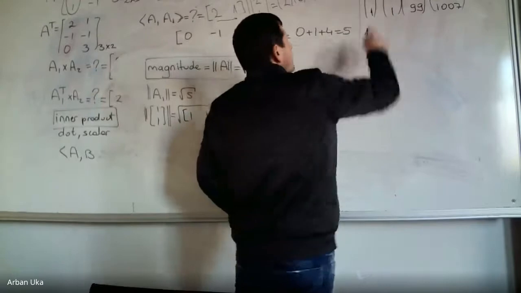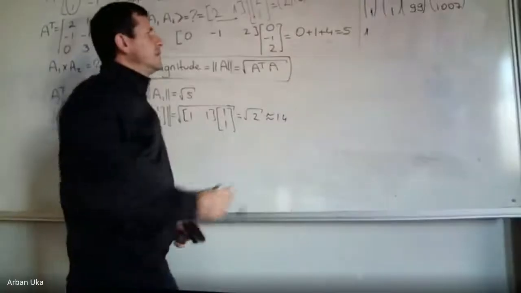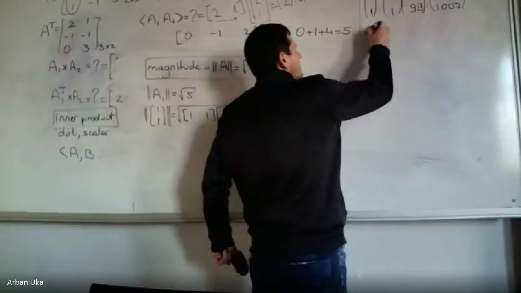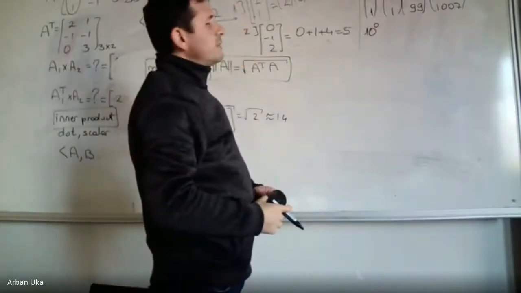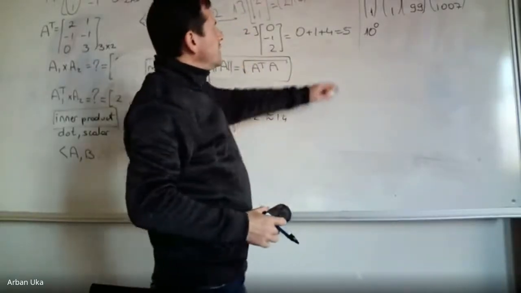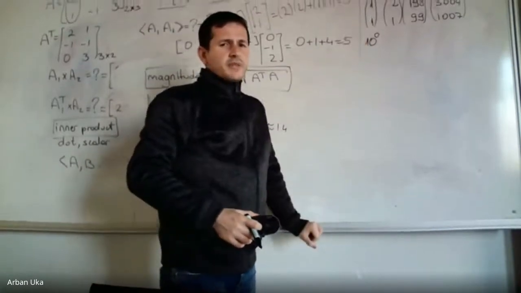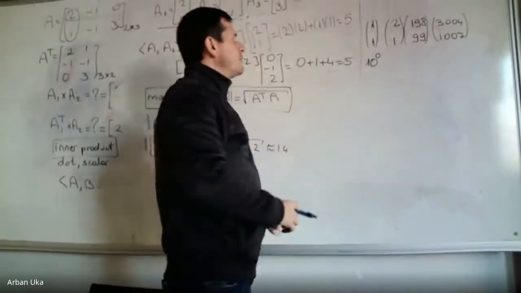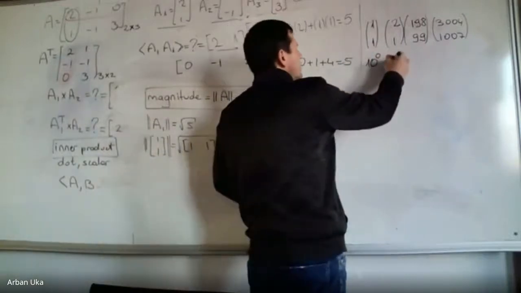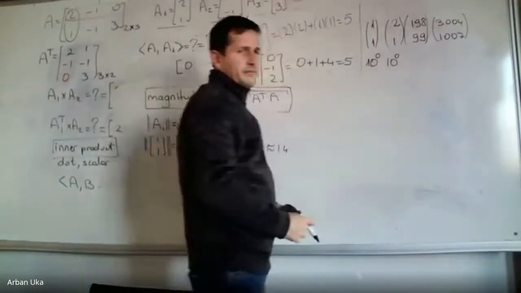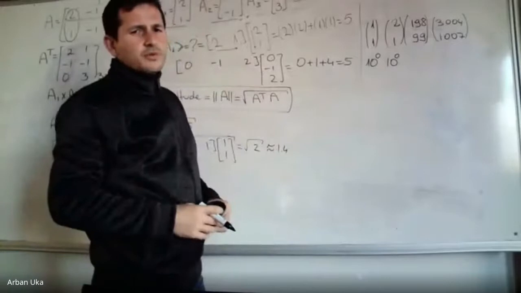What is the magnitude of the vector 2, 1? Square root of 5. Yes. So the magnitude of the first vector is 1.4, which is of order 10 to the power 0. The magnitude of the second vector is also something like 10 to the power 0. It's 1 to 2. So that's what we should care about.